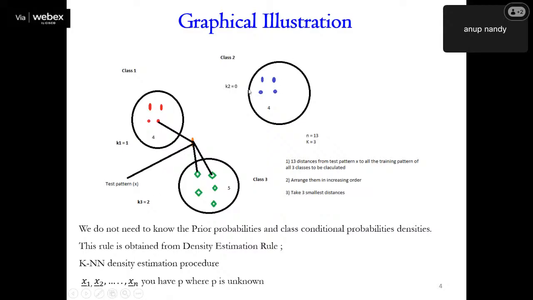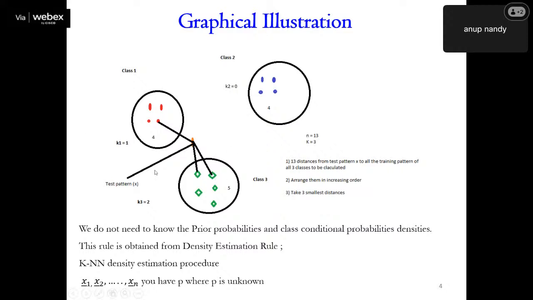Class 2 has no class representative, which means k2 is 0. K1 is 1 means that for the first class you have only one class representative which is closest to this pattern. K3 is 2 means this class will have two class representatives. Now you just sum them up: the sum of ki for i equal to 1 to n is equal to k, that is 1 plus 0 plus 2, which gives 3. This way you can take a decision.